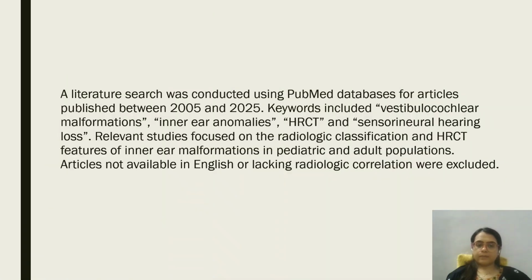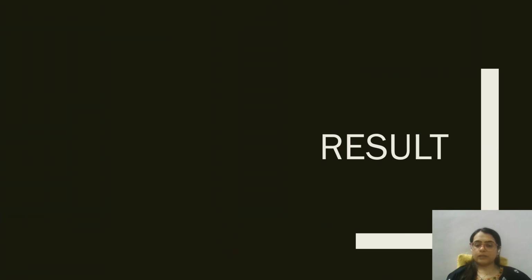Methods. A literature search was conducted using PubMed databases for articles published between 2005 and 2025. Keywords included vestibulocochlear malformations, inner ear anomalies, HRCT, and sensorineural hearing loss. Relevant studies focused on the radiologic classification and HRCT features of inner ear malformation in pediatric and adult populations. Articles not available in English or lacking radiologic correlation were excluded from this study.